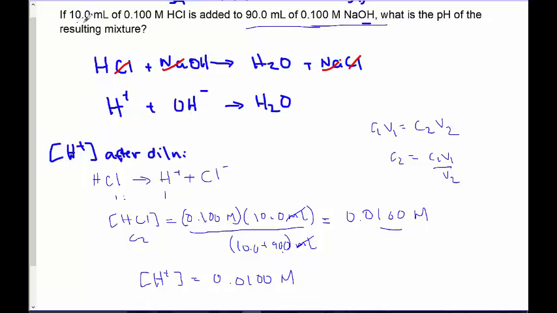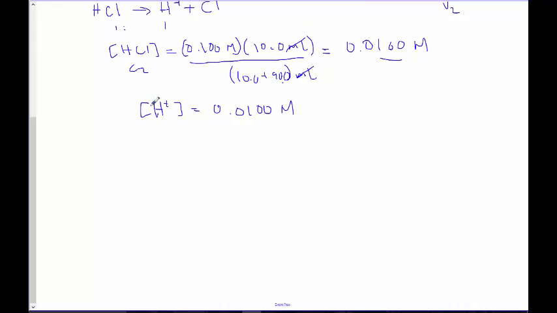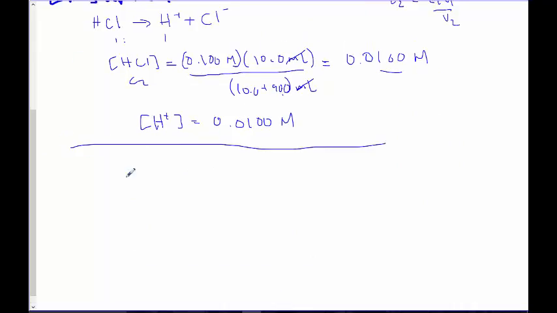Okay, so let's go ahead and do the exact same thing here. So now I'm going to find my concentration of OH minus after the dilution. Okay, so writing out the ionization of my base. Sodium hydroxide gives me sodium ion plus hydroxide ion, and it's 100% ionized, and it's in a 1-to-1 ratio with my hydroxide anion here.